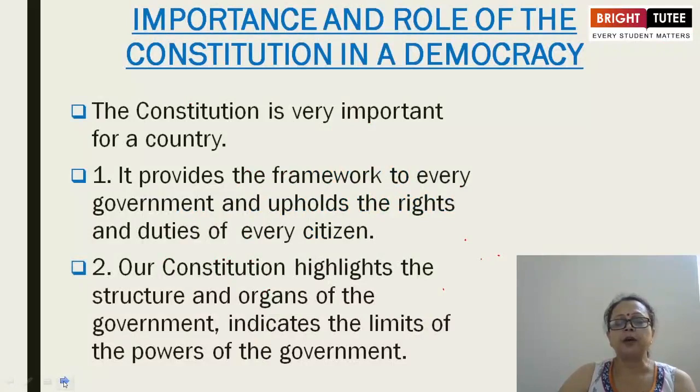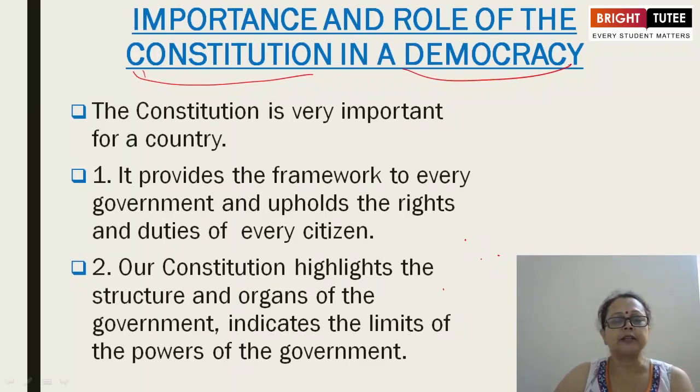Coming to the next topic, the importance and role of the constitution in a democracy. Constitution and democracy. These are the two important words over here, which we are going to discuss by giving a little bit of extra effort. Try to understand.